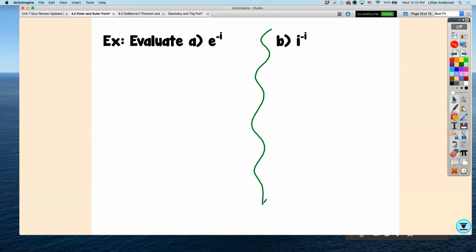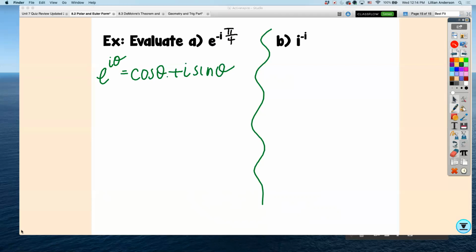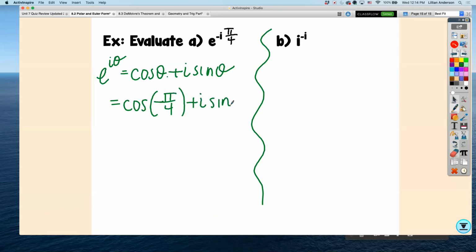Oh, I'm missing a whole angle here. Sorry, my mistake. And so then you have to basically say to yourself, okay, I know that this is equivalent to cosine theta plus i sine theta, which means that theta would equal what value, based off of this problem? Careful. Negative pi over 4. So then it would become cosine of negative pi over 4 plus i sine negative pi over 4. And then you just evaluate from there.